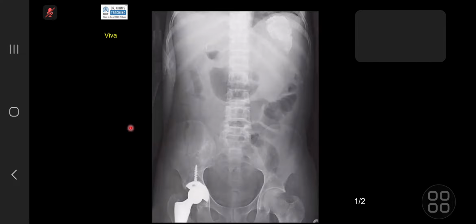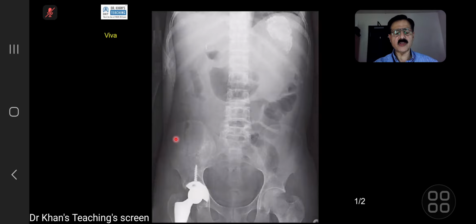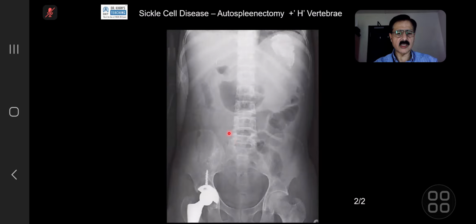Okay, thank you, well done. So this is a classical case for the exam. We call it a story film. In 2B, story films, if an examiner has them, they show it. The story is here that, as the candidate pointed out correctly, calcified spleen means autosplenectomy, also H-shaped vertebrae, and then the story is that this must have had avascular necrosis with secondary hip replacement. So this is a sickle cell disease story case.